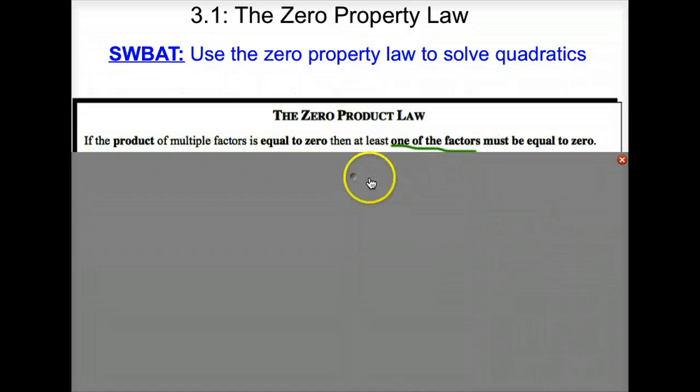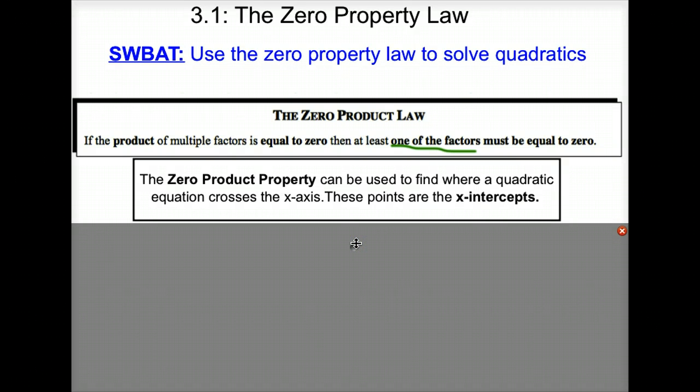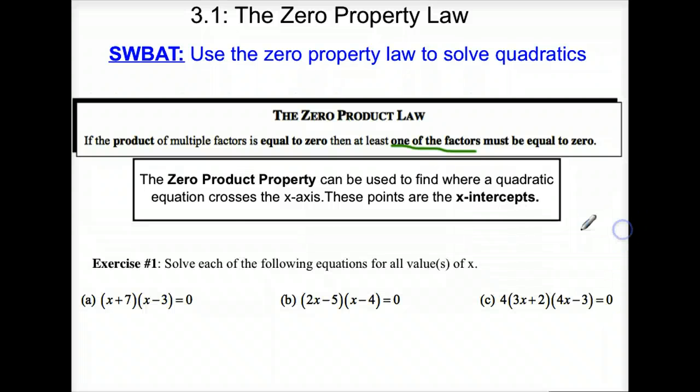Keyword, at least one. The zero product property can be used to find where the quadratic crosses the x-axis, which is what we call the x-intercept. So let's see a few examples of how this works.